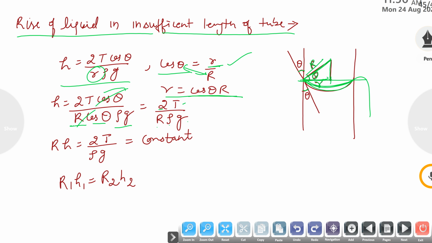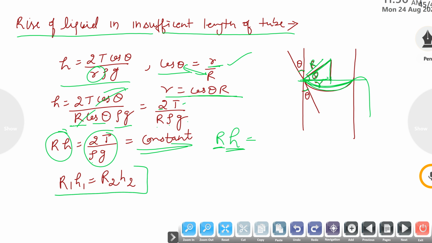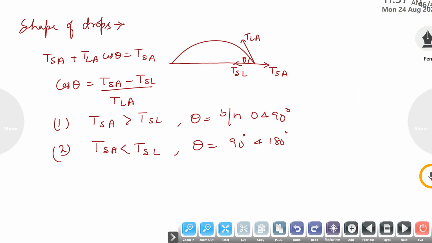Now, if I simply cross multiply, these are the constant parameters and these are the variable parameters. 2T is constant, rho g is also constant. So, we can say R into h is constant. R into h is constant. So, if the height rises, the radius will decrease. So, by simply this we can say that if the length of the tube is insufficient, then water will not flow out from the tube.